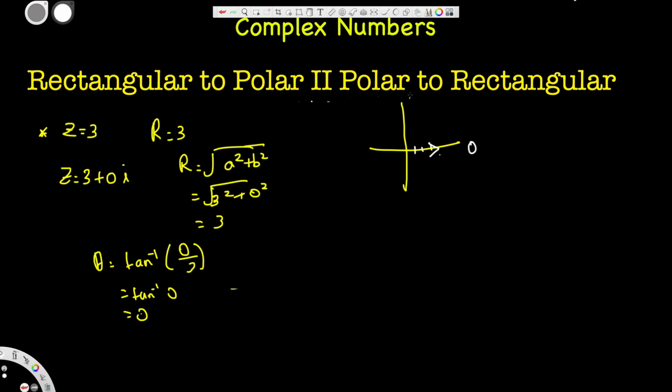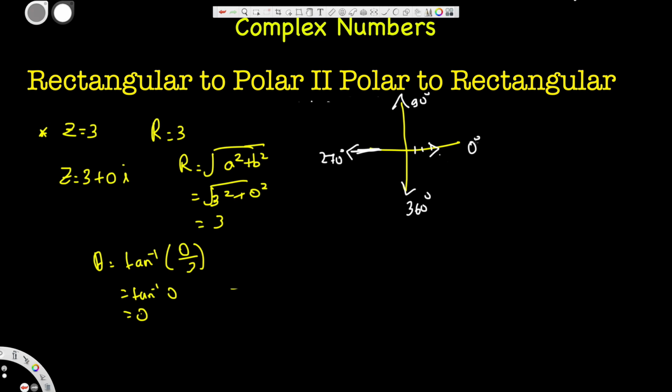But there are 4 possibilities. Whenever we have just one number in rectangular form, we can have 4 different angles. It can be 0 degrees, it can be 90 degrees, it can be 270 degrees, or it can be 360 degrees. So there are 4 different answers we can get. We are going to see those kinds of examples.